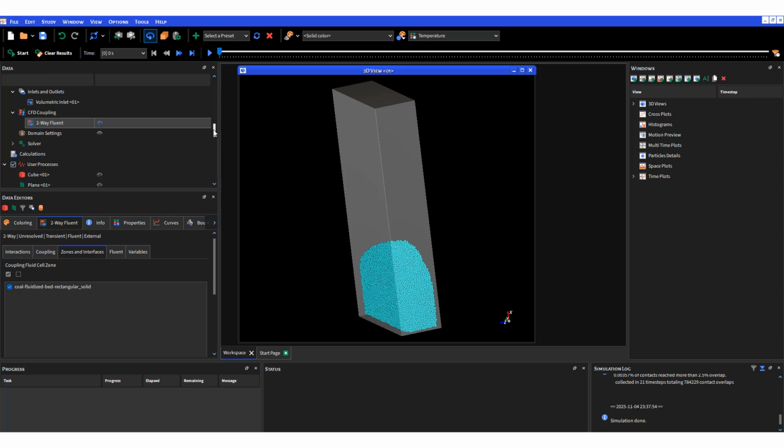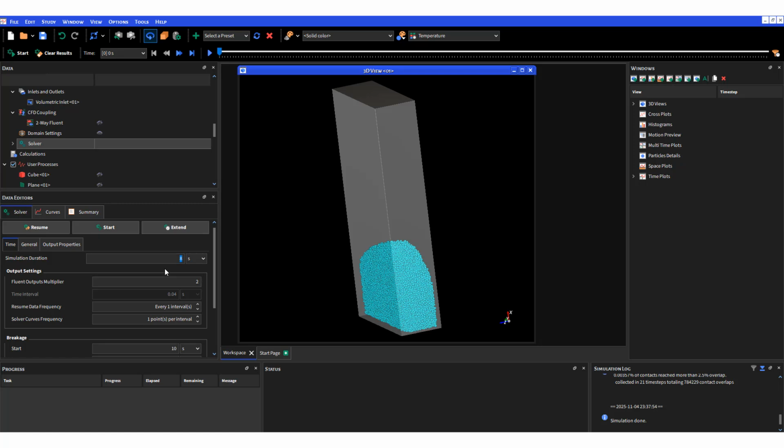And yeah, so basically once this is set up, we can start our run, and there's not much to it. Once we start our run, and I've already done that, you press start and it will basically run like an 8-second simulation, and I should have shown this as well. So a simulation duration of 8 seconds, we can extend that if we want to, with basically a Fluent output multiplier, so that we can get results every 0.04 seconds.